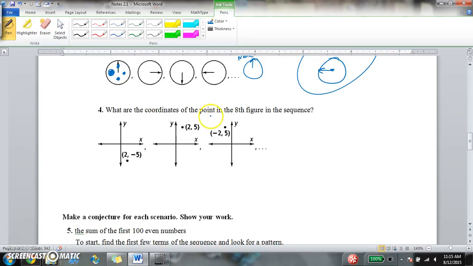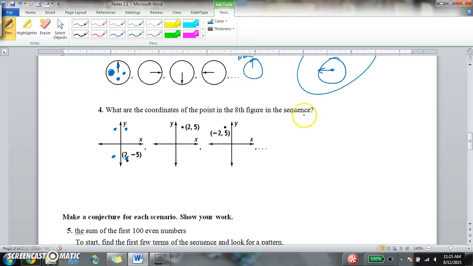Next one, what are the coordinates of the point in the 8th figure in the sequence? So we've got 3 figures here. We want to guess what the 8th figure would look like. So first we start down here, (2, -5). Then we jump up here to (2, 5). Then we jump over here, (-2, 5). So really we're reflecting this point across the x-axis, then across the y-axis. So probably the next one would be reflect across the x-axis, then across the y-axis to end up back at this spot where we started, just like this clock example up here.